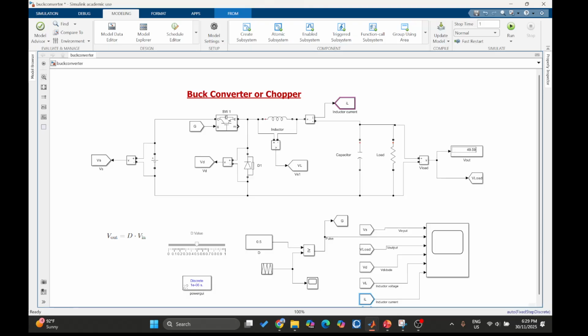That is the full breakdown of a buck converter. I explained how it works and how it is modeled. And if you want this exact Simulink file, please check the link in the description, and you can get a link from my bio too.